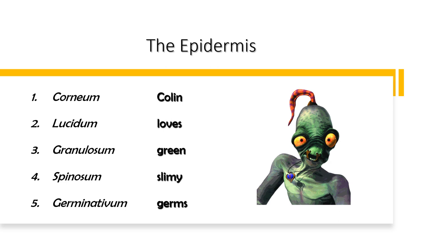And how do you remember the 5 layers and which order they come in? So we've got a little rhyme for you. Colin loves green, slimy germs. That's how you remember that the corneum is the outside layer, then the lucidum, granulosum, spinosum, and germinativum. Colin loves green, slimy germs.